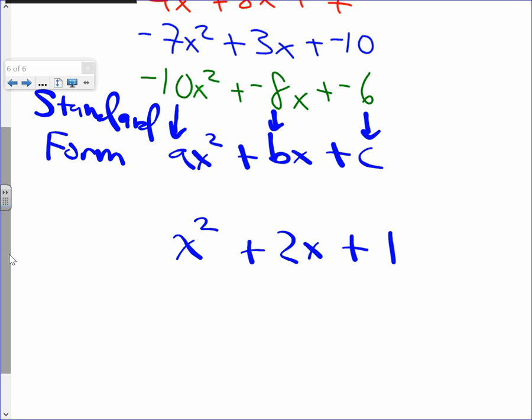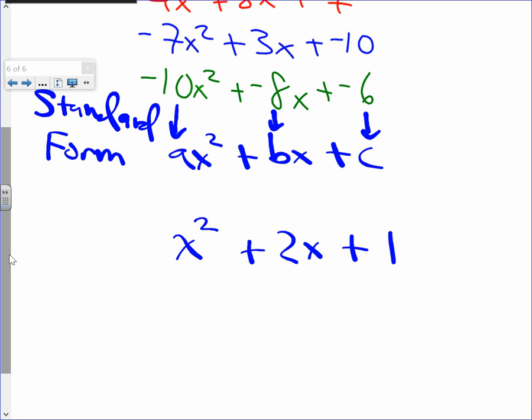All right. Comparing that with standard form, what would be my a value here? X squared. Right. A would be 1. Garcia, B is what? Rio, C is what? 1. Okay, we're rocking and rolling. We know our A, B, and C. A is 1, B is 2, C is 1.